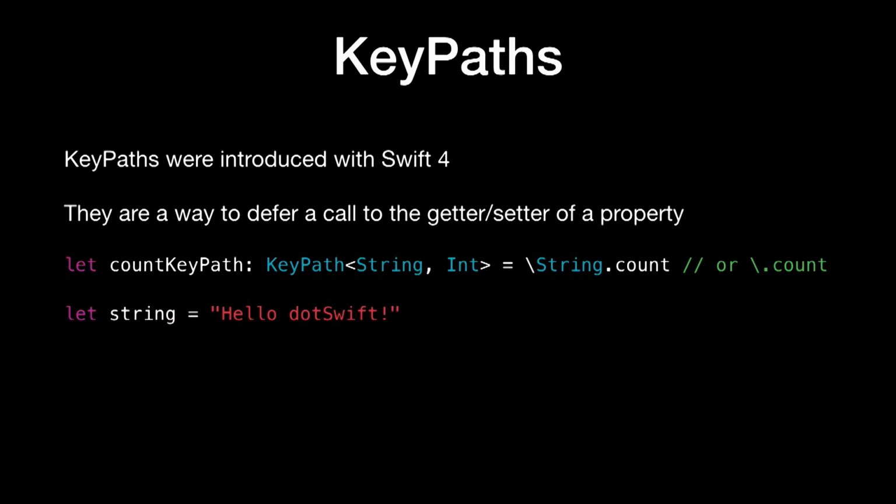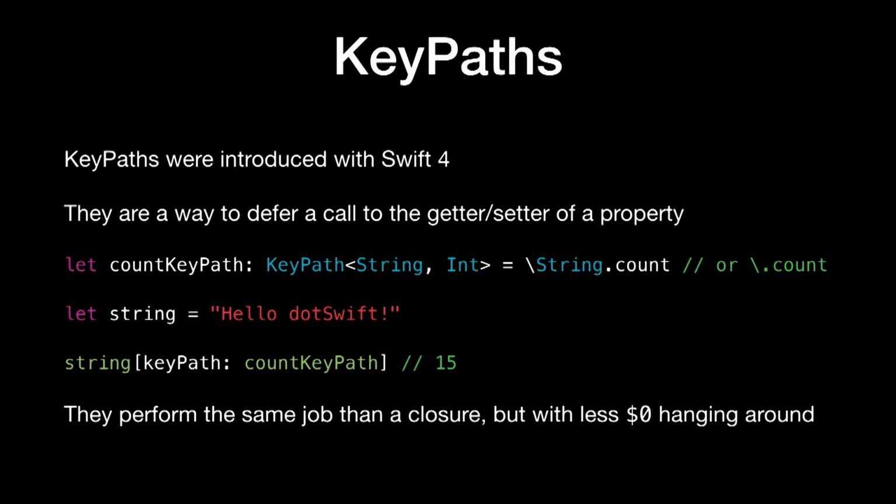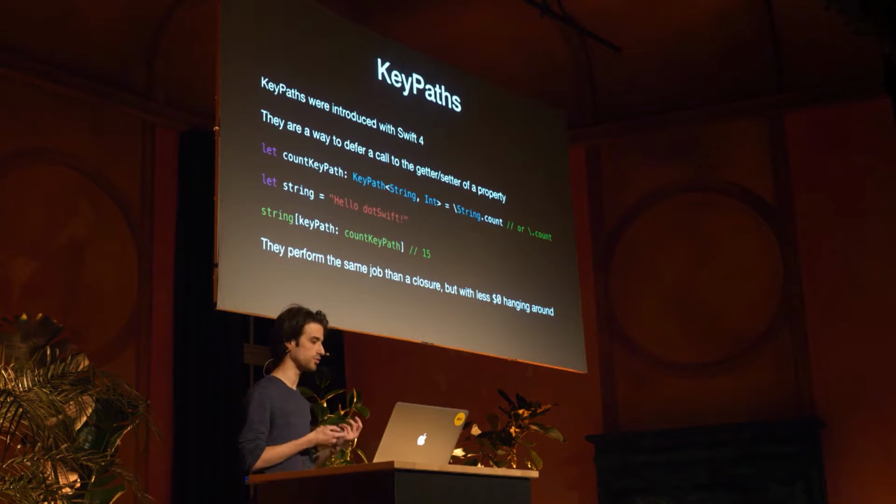So how do you use it? Let's take a string. We're going to invoke the KeyPath on it with this syntax, which is very close to a dictionary, and we get the value of the count, which is 15. And basically, you can see that they perform the same job as the getter or setter closure, just with much fewer curly braces and $0s hanging around your code.